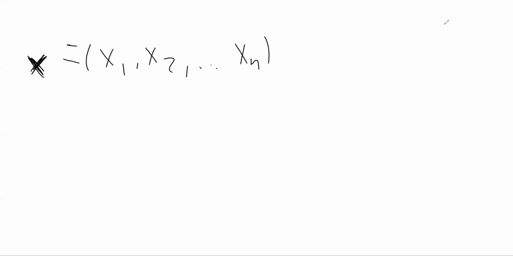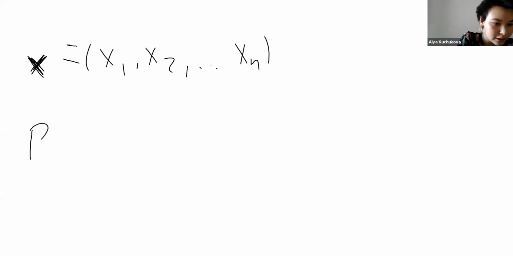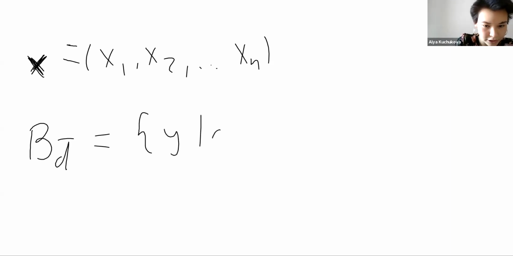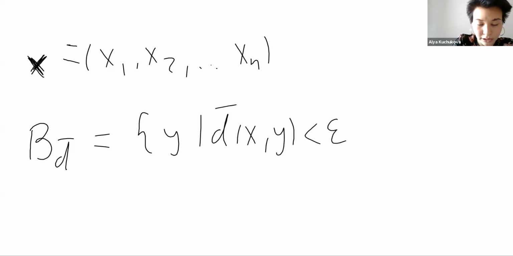Hey, Aya. Yeah, just a quick question. So you define the d bar, right, instead of d. So what would be the ball on d bar, this metric instead of d? For instance, in R. What does the ball look like? Give me a second. So basically, knowing our definition it would be y such that d bar xy is less than epsilon.